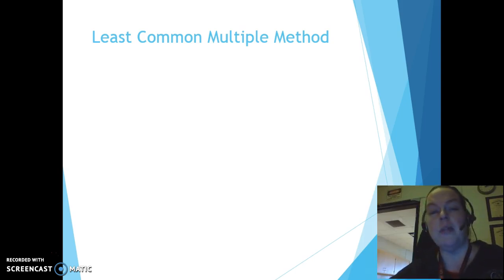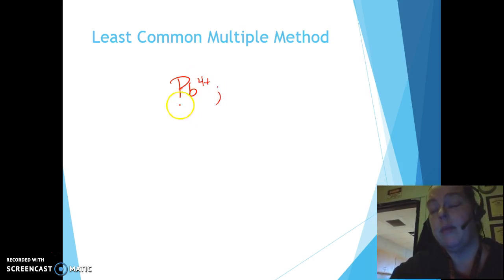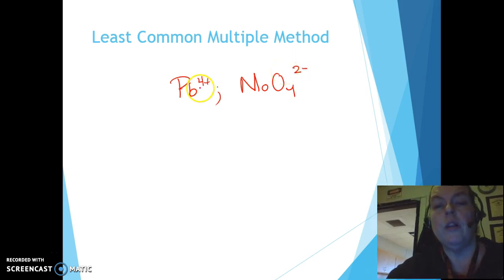Okay, the least common multiple method, remember, says that we're looking at the numbers that are lost and gained. That means the magnitude. So we have Pb 4+, and I have to give you that because Pb can change charge, and MoO4 2-. So we look at the number, the 4 and the 2. We don't look at this 4. That means the number of oxygen with this group. This is the group right here. We can't change that group.